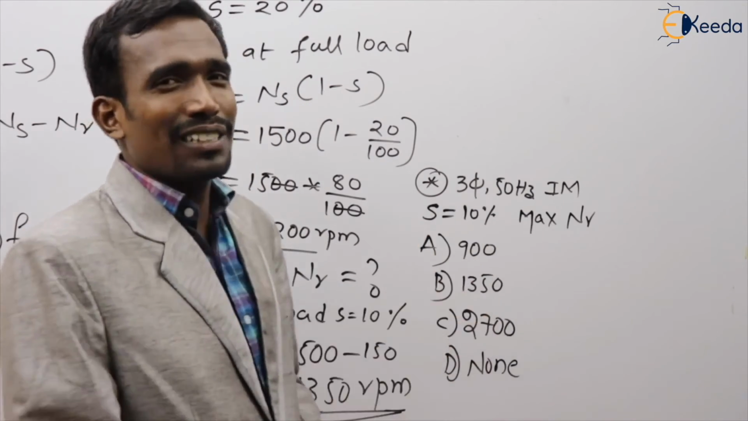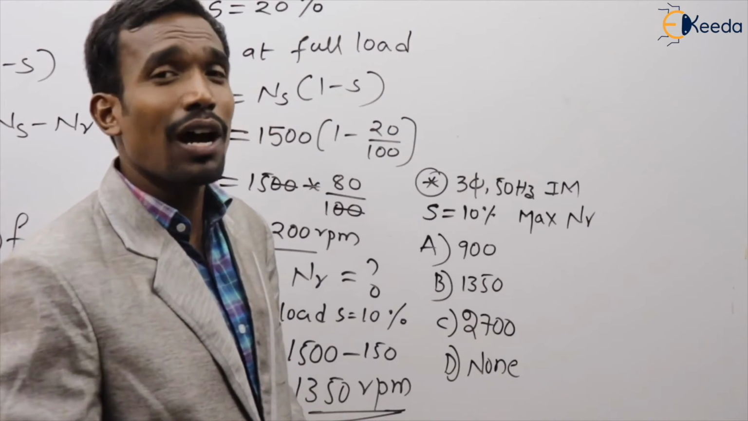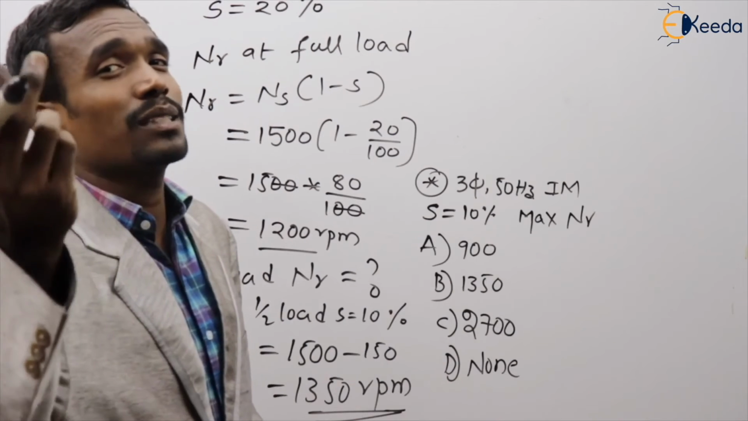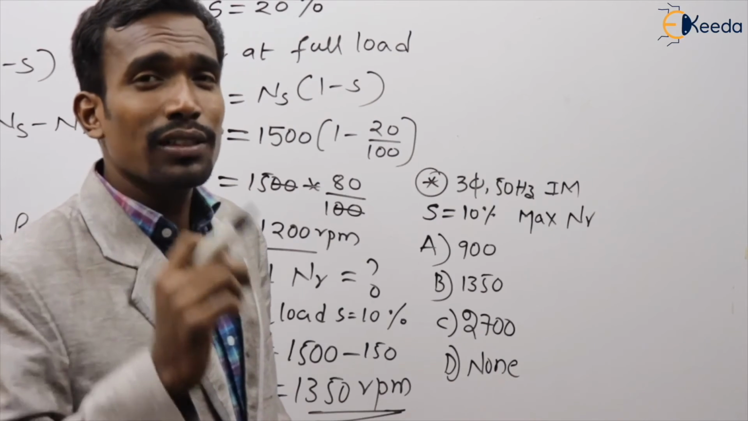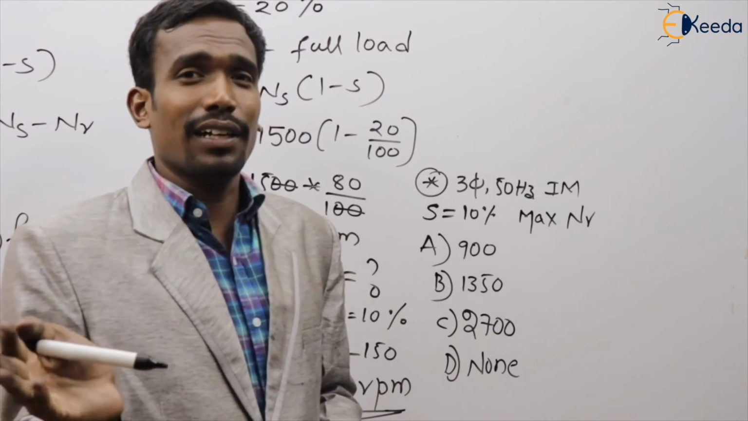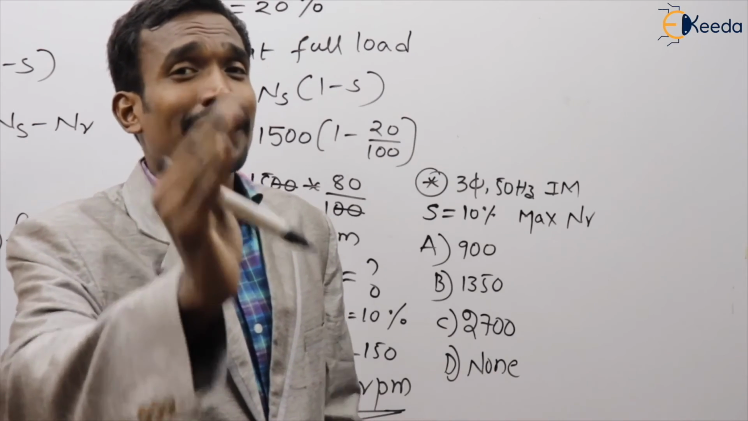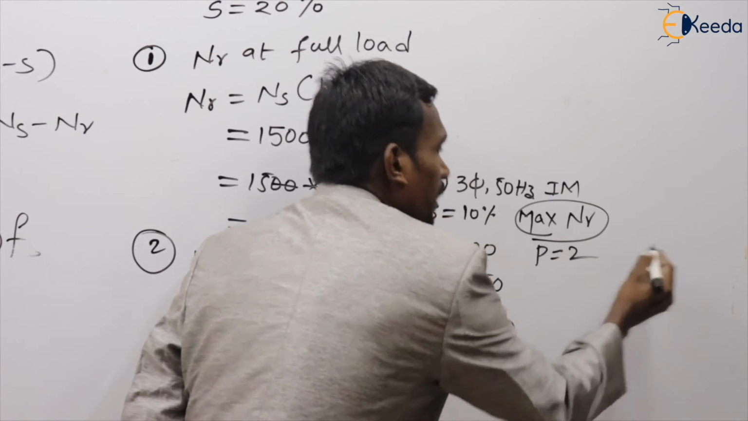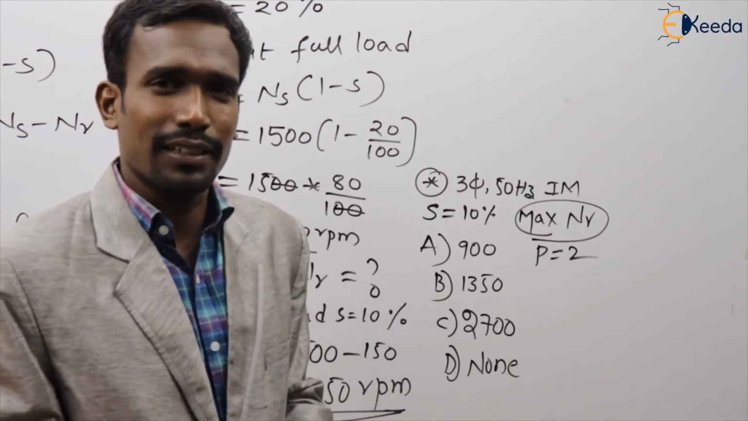Sir, there are no poles given. What is this question? There is no number of poles. You have to assume at which number of poles we can get maximum speed. For 2 poles, the synchronous speed is 3000. For 4 poles, 1500. For 6 poles, 1000. So for maximum speed, the number of poles should be 2. Other than this, there is no possibility.